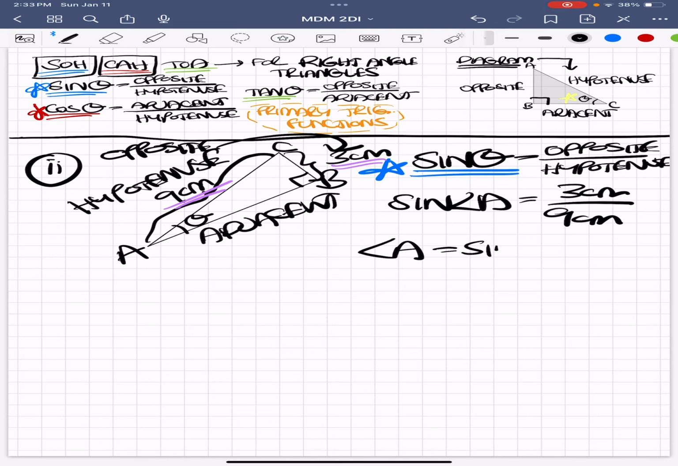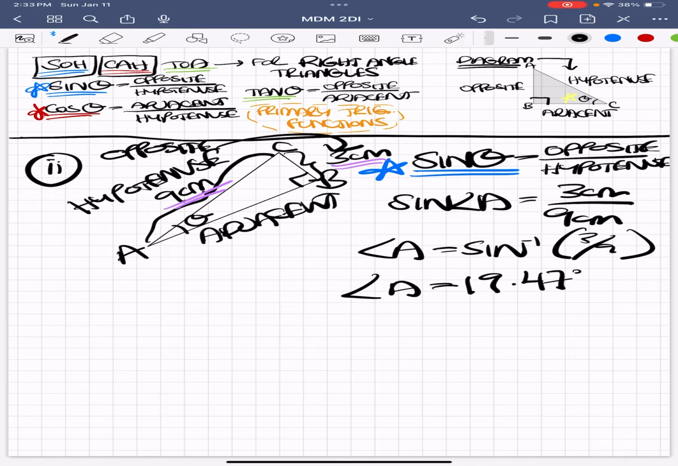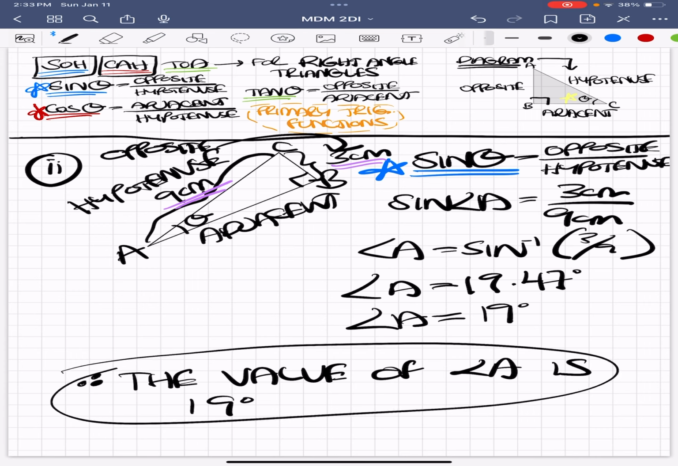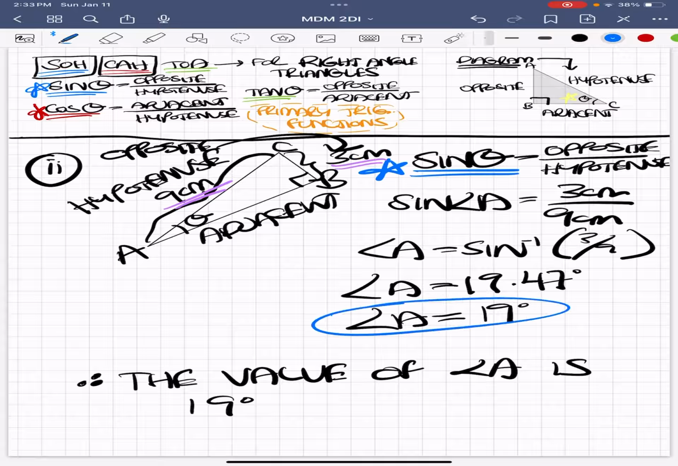We're going to take the inverse of the sine function with the fraction of 3 over 9. And then we'll go angle A is 19.47 degrees. And then rounded to its nearest degree would be 19 degrees. And then we have our therefore statement. The value of angle A is 19 degrees. We're going to circle both answers in blue.